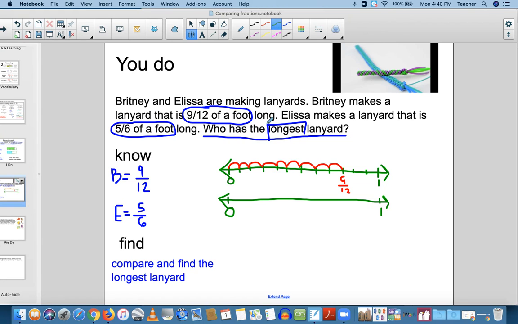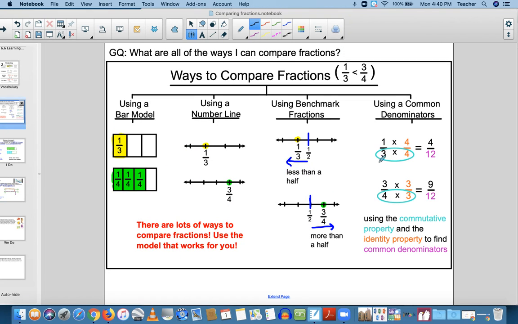We're going to do the same thing for 5/6. So we're going to cut this in half. And then these into thirds. 1, 2, 3, 4, 5. 5/6. Now 5/6 looks longer than 9/12. But to be absolutely sure, I'm going to use my common denominators to double check my work.